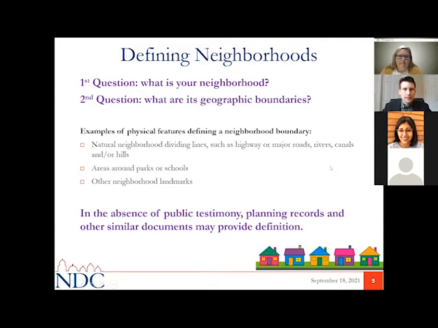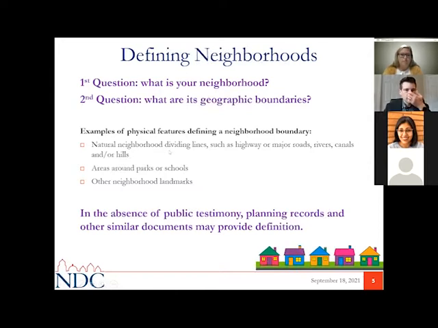So one of the state criteria mentions not dividing neighborhoods. And so this is an important concept that we want to define in your city. What are the neighborhoods that are important to people? And what are their geographic boundaries? Because we need to know the spatial extent of these neighborhoods so that we can ensure that we're not dividing them when drawing these district lines.